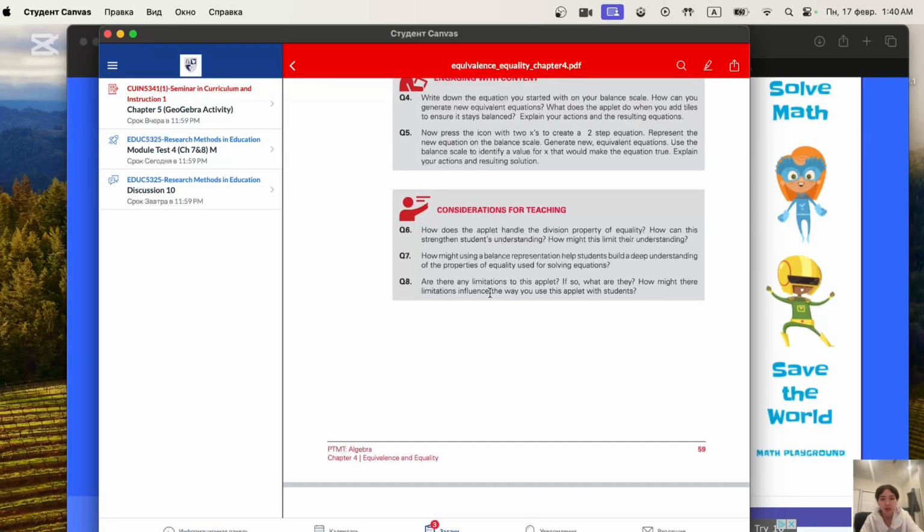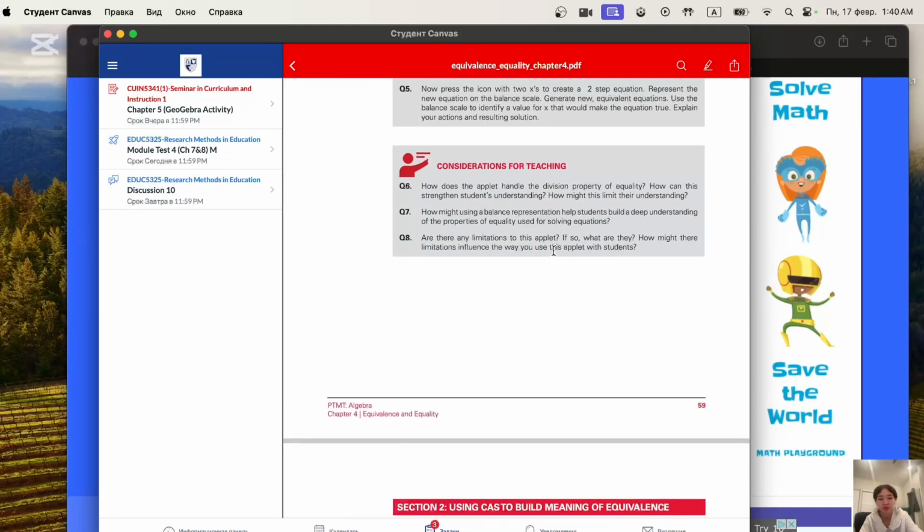Question number 6. How does the applet handle the division property of equality? The applet divides tiles into equal groups on both sides. This helps students understand that dividing both sides of an equation by the same number keeps it balanced. However, it may be difficult to apply this to fractions and negative numbers.